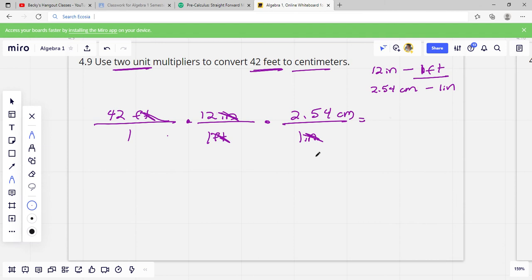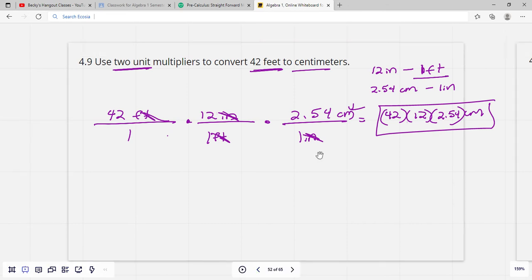And I'm left with 42 times 12 times 2.54, and my only unit left is centimeters. And that's how your answer is going to look on your paper, and that's how it looks in the answer key in the book. You don't even have to multiply all that out. That is a perfectly acceptable answer.